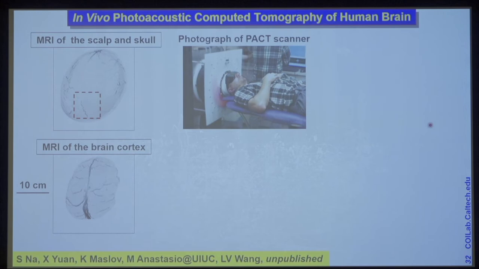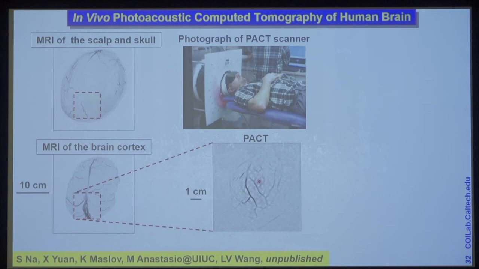This is an MR image of an in vivo human volunteer, and this is the MR image of the brain cortex. And we got this type of image. Very exciting at the time. Of course, the scalp signal was much stronger than the cortical signal, and at that time, we couldn't differentiate the two signals. We know we're getting some signal, maybe from the cortex, but we couldn't really tease that out.